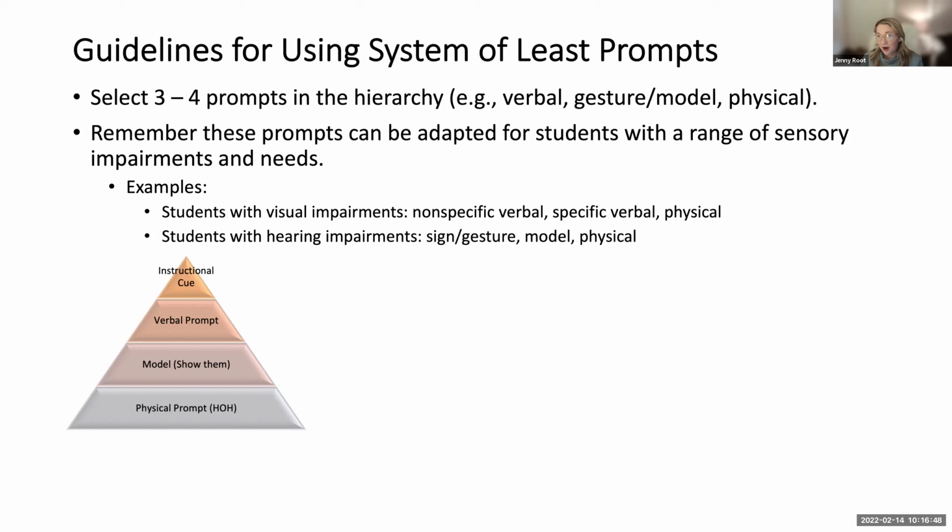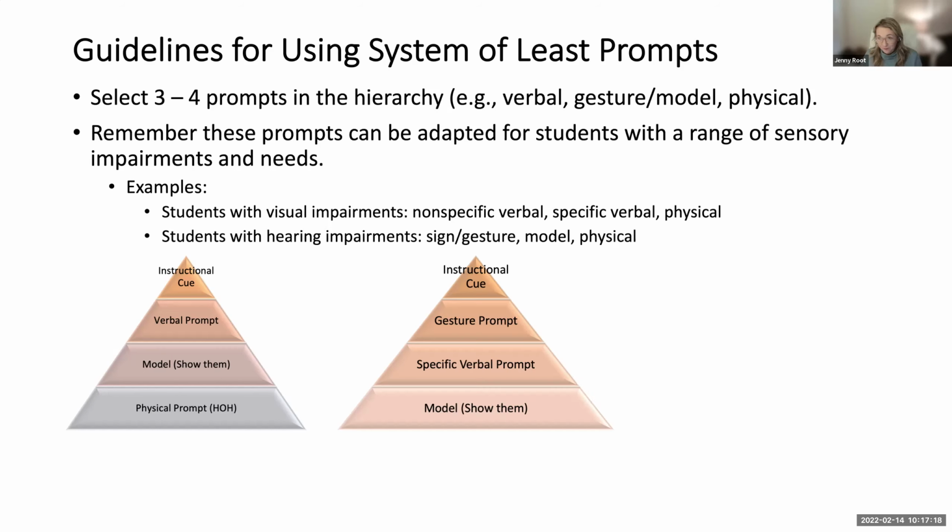The system of least prompts is not based on going from this definite prompt to this one to this one. It's more about the task and the learner: what is the minimum amount of support to the maximum amount of support? The least to the most. So for some students it might be going from just the instructional cue to a verbal prompt, to showing them, to a hand over hand physical prompt.